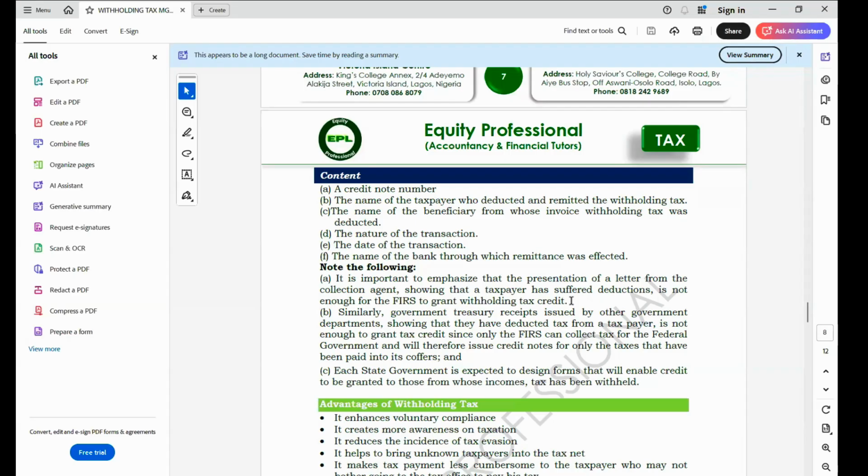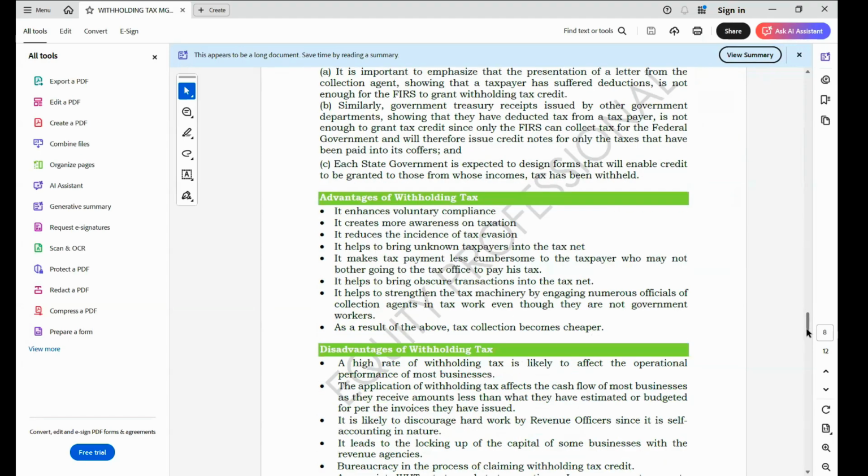Then what are the advantages of this withholding tax? It is very simple. It enhances voluntary compliance, so they don't need to force you. It is statutory on the person making the payment. So when somebody wants to pay you rent, if the person is an agent, it is automatic. So it makes you voluntarily pay tax.